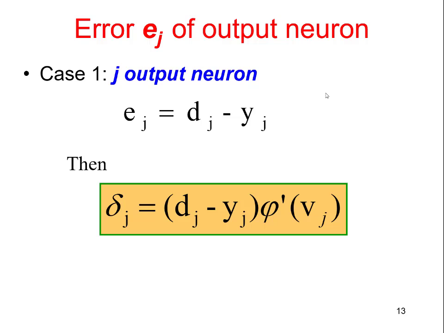The loss function will provide the error, and the error is computed as Ej equals Dj minus Yj. After that, it is provided to compute the local gradient inside the neuron itself, which is called delta J equals Dj minus Yj. That is forwarded, and we already know that the local computation of the output neuron is phi prime of Vj.